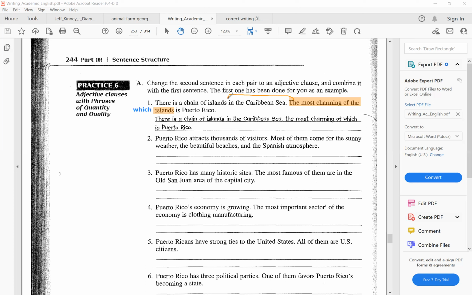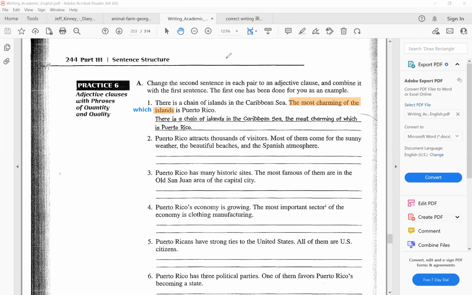But what's going to happen here? If I put it directly after the islands, then in the Caribbean Sea, which is a prepositional phrase that is also modifying islands, will be too far apart. All right. So this is the exceptional case where you can actually put it at the end. So let's take a look at the sentence that's being modified. There is a chain of islands in the Caribbean Sea, comma, the most charming of which is Puerto Rico.